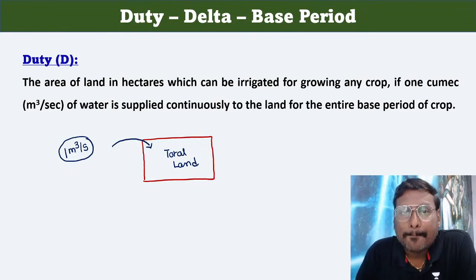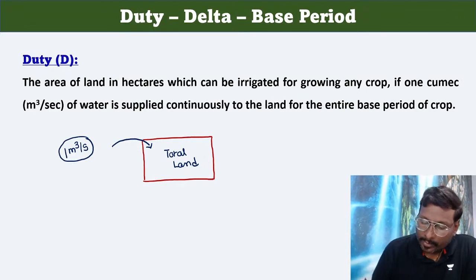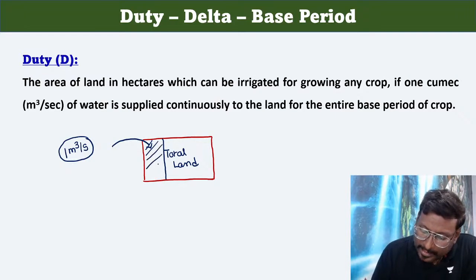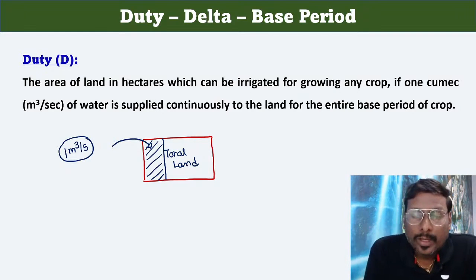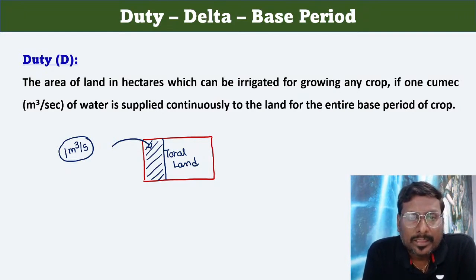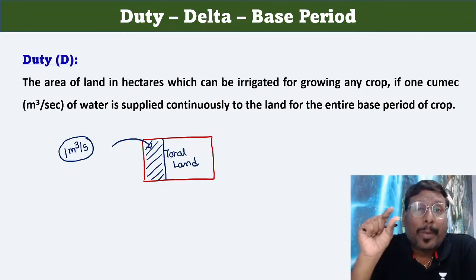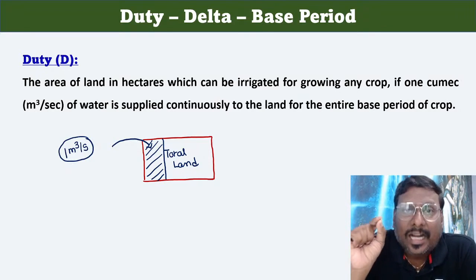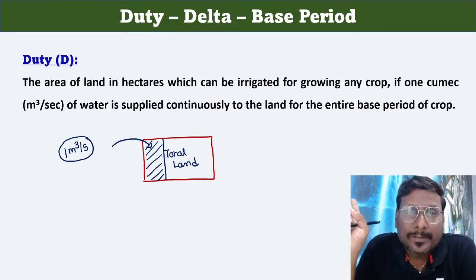Can you irrigate the entire land? Will the entire land get irrigated? Maybe only some part of the land is getting irrigated, because you are restricting it to 1 meter cube per second. Yes or no? Some part of the land is irrigated. That part of land, expressed in hectares, is irrigated by 1 cubic of water. समझ आ रहा है? Did you get it?